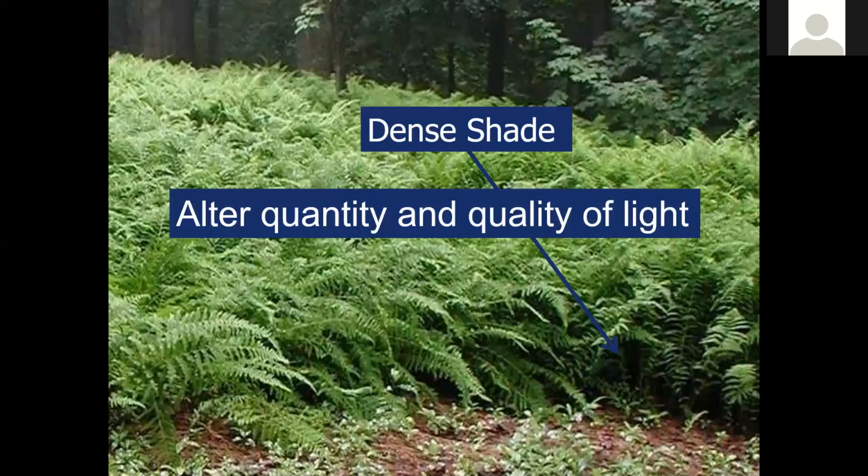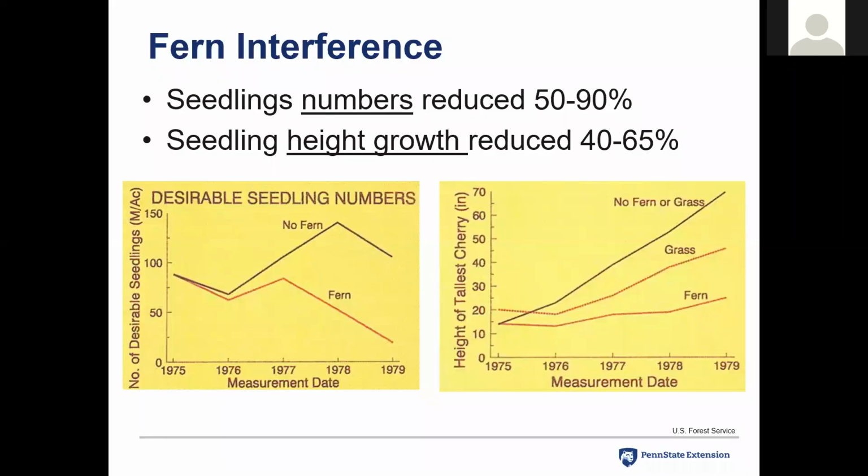So the quality of light is based on those ferns absorbing the green light, and the quantity is just the amount of light reaching the forest floor, which is tremendously reduced. So here's a couple of studies that I'll show you the results from.